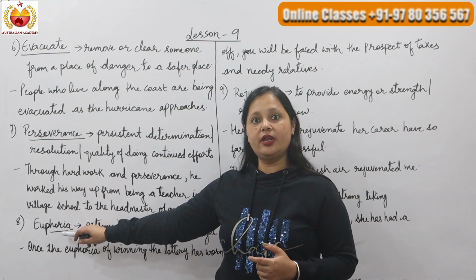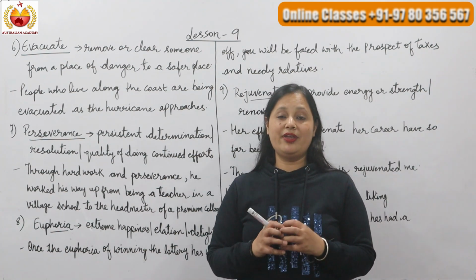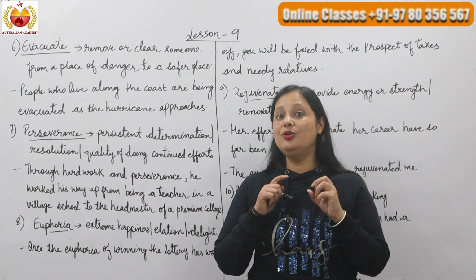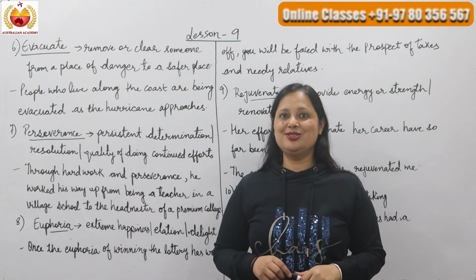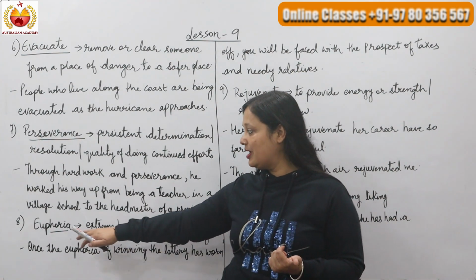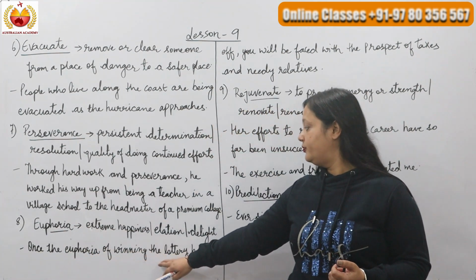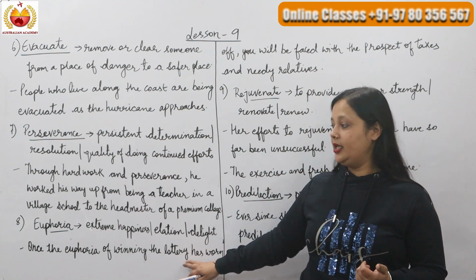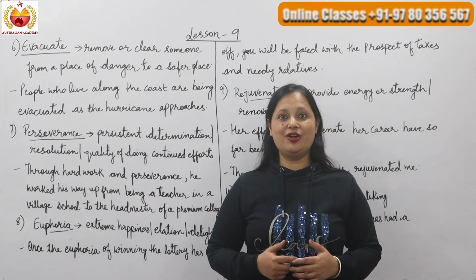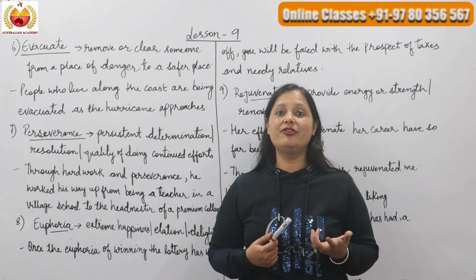Another we have is euphoria. Euphoria means extreme happiness, elation or delight. So euphoria, when there is an electrifying environment, when there is happiness all around, and that happiness has no bounds. So when you say my happiness knew no bounds, I am talking about being extremely delighted. Extremely delighted is a feeling of euphoria. For example, once the euphoria of winning the lottery has worn off. So let's say there is a situation that you have won a lottery, and that too a huge amount of money. If you have won a lottery, this is what you will be having, euphoria.